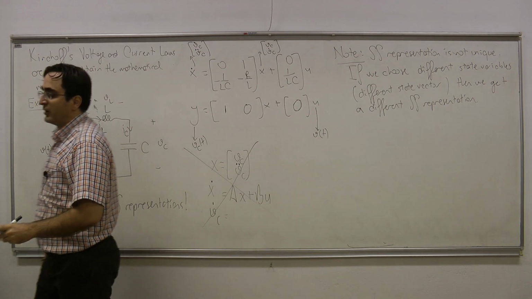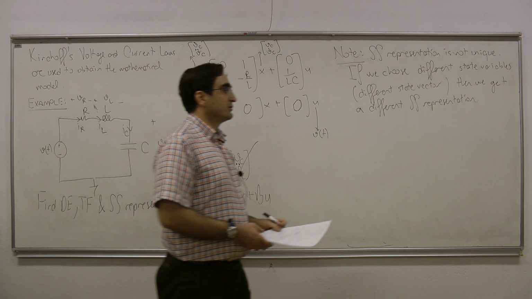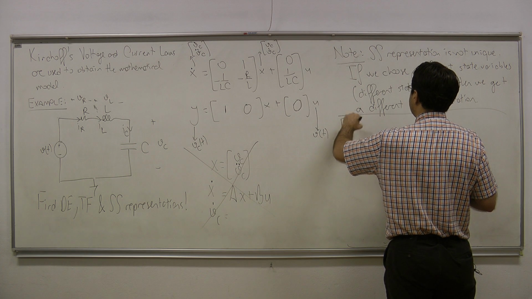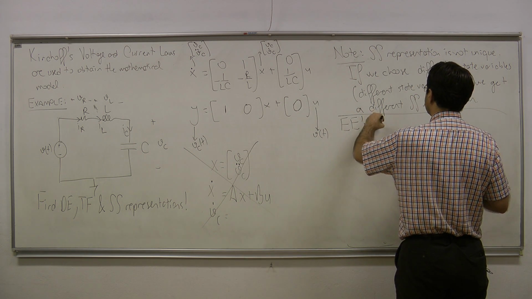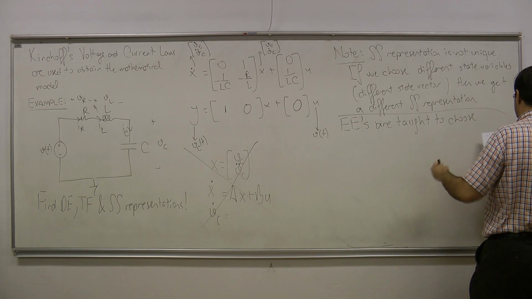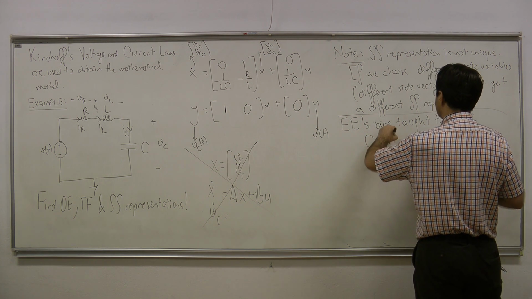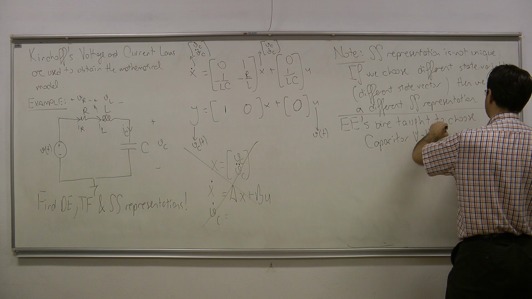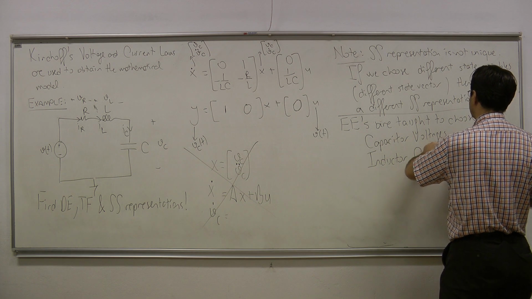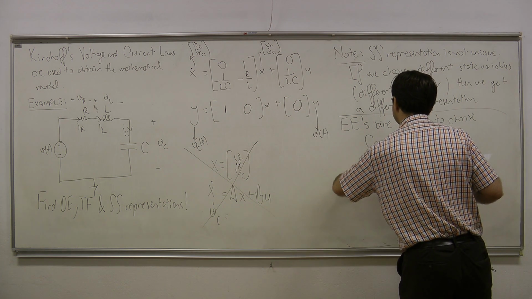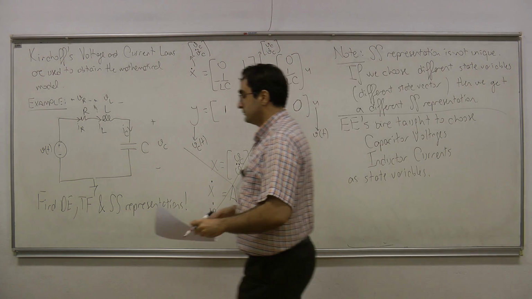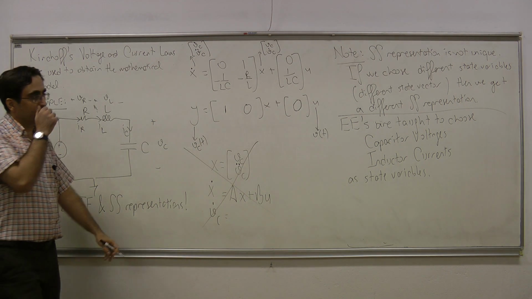So in classical electrical engineering education, students are taught the following. So this finishes this note here. EEs are taught to choose capacitor voltages and inductor currents as state variables. Okay? So that is what I'm going to try to do now.